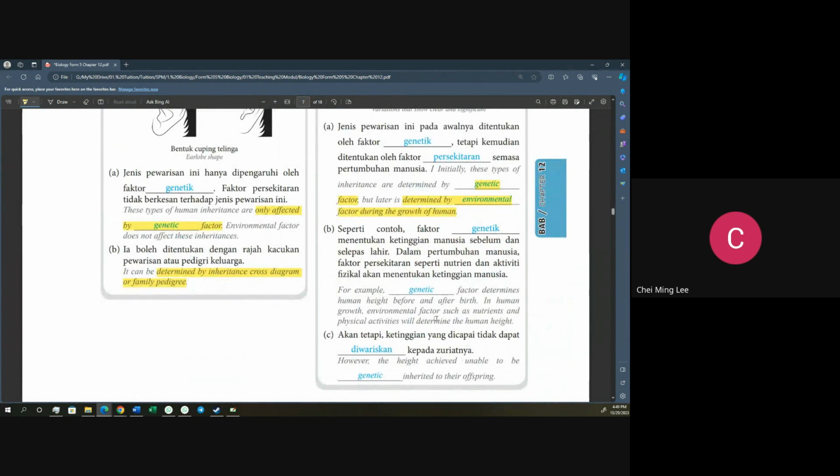For example, the genetic factor determines the human height before and after birth. However, the environmental factor like nutrients and physical activity will determine the human height during growth. However, the height achieved is unable to be genetically inherited by their offspring. So it means that your height is somehow not really determined by your genetics. This is a mistake that is always made by most people.